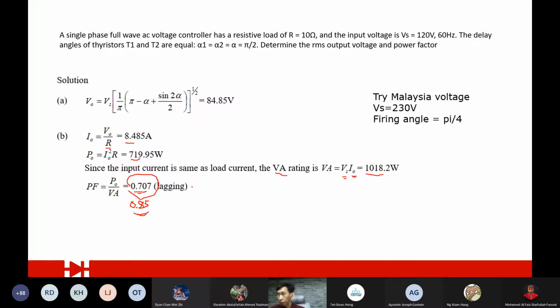Like for a single phase load, usually they are very low power, so it shouldn't be any big issue. All right. And like I said, please try this at home. For Malaysia voltage, and then a different firing angle, then you may have a different answer here.